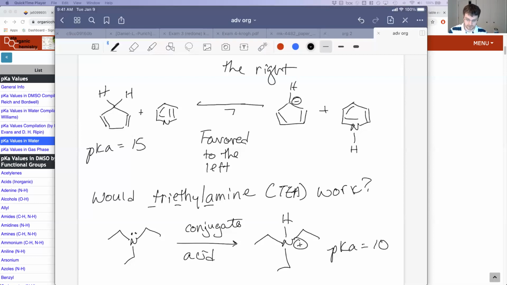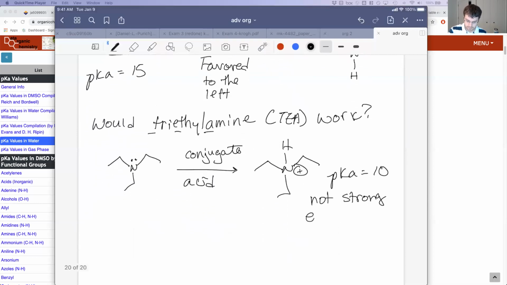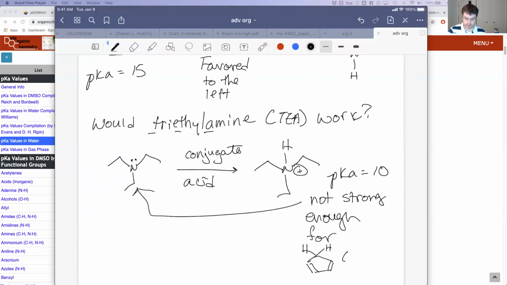However, it's not strong enough for deprotonating cyclopentadiene, which has a pKa of 15, as I mentioned earlier. Okay, so just getting a reading of pKa's, we can already understand a lot about important reactions, in particular where equilibria will lie. And that's really crucial for understanding some basic aspects of some of these more complicated reactions.